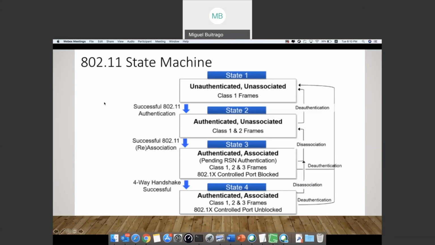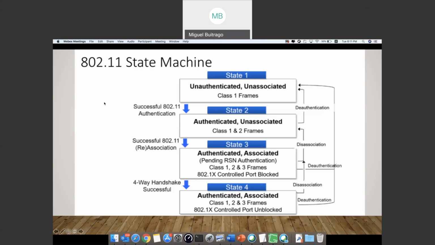But what happens if for some reason the client gets deauthenticated? It goes back to state 1, unauthenticated and unassociated. This is state 2 with class 1 and 2 frames. So what happens after that, or what is the next step here?